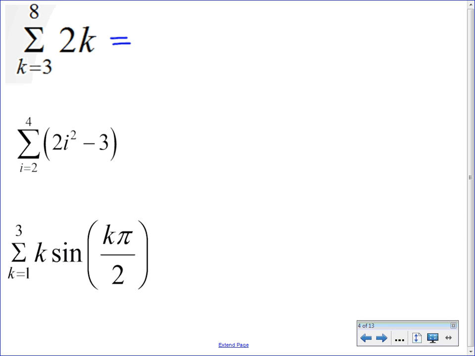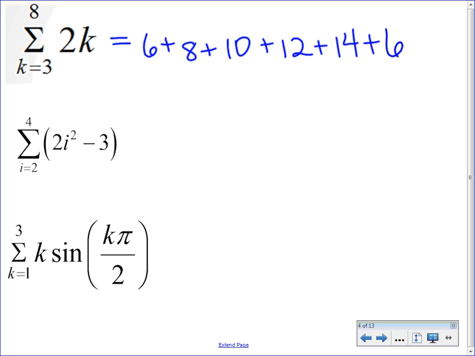Okay, k equals 3 to 8, the sum of 2k. So when we plug in 3, we get 6 plus 8 plus 10 plus 12 plus 14 plus 16. That's it. We plug in 3, 4, 5, 6, 7, 8.